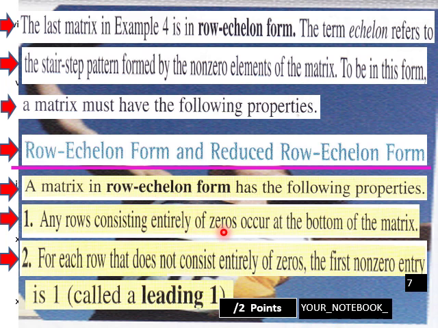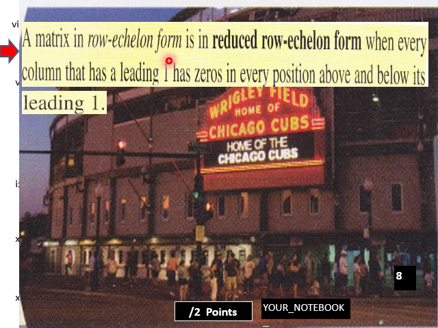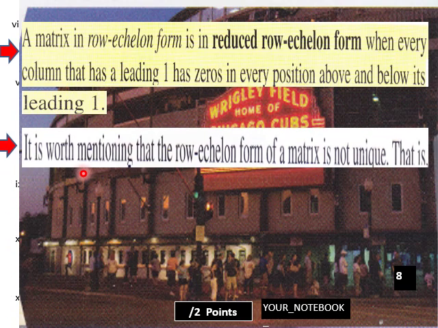Any rows consisting entirely of zeros must occur at the bottom of the matrix. A matrix in row echelon form is in reduced row echelon form when every column that has a leading 1 has zeros in every position above and below it. So that would be a reduced row echelon. When you have just 1s and zeros, you're in a reduced row echelon form. So it has what's called a leading 1.